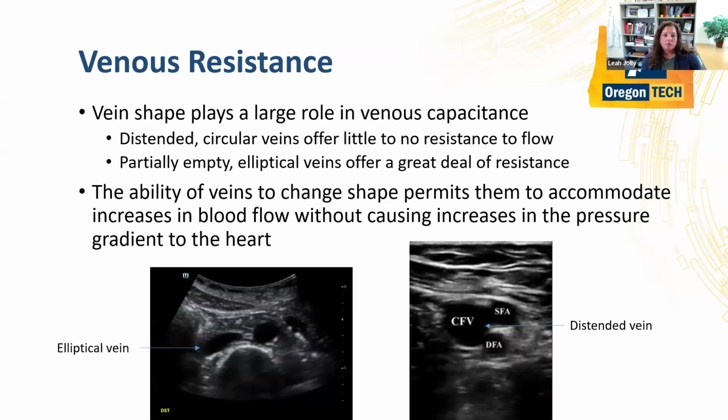Vein shape plays a large role in venous capacitance. So we can see in this case here, we have an elliptical shaped vein. So this has a lot more room to expand. This is the inferior vena cava next to the aorta. You can see the aorta is nice and round. The IVC is kind of teardrop shaped. So it actually has a lot more room where it can expand. Compare that to this common femoral vein, which is fairly round. It could probably still distend a little bit more, but quite a bit larger than the arteries next to it.